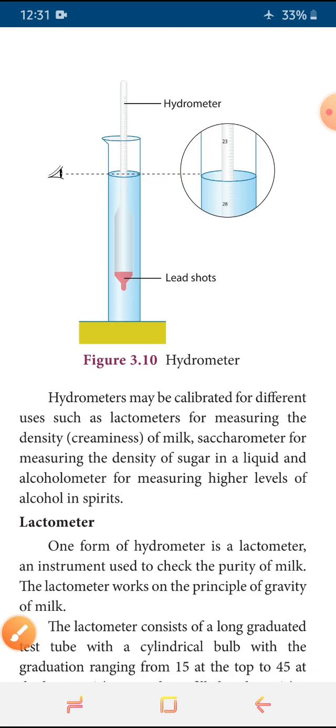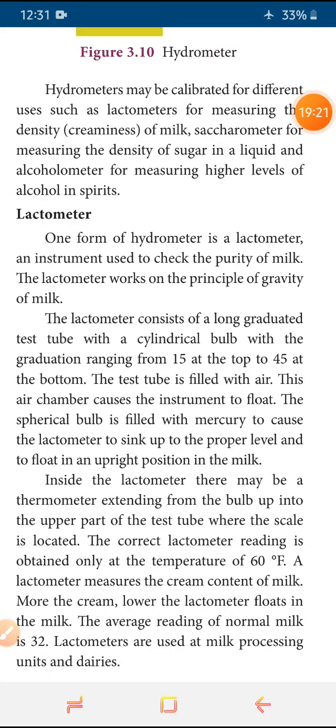And next we will discuss about lactometer. And this lactometer is used to find the purity of milk. To measure whether the milk we buy and use is pure, we are using this kind of meter. It's called a lactometer. And this lactometer works on the principle of gravity of milk. It also functions like a hydrometer.